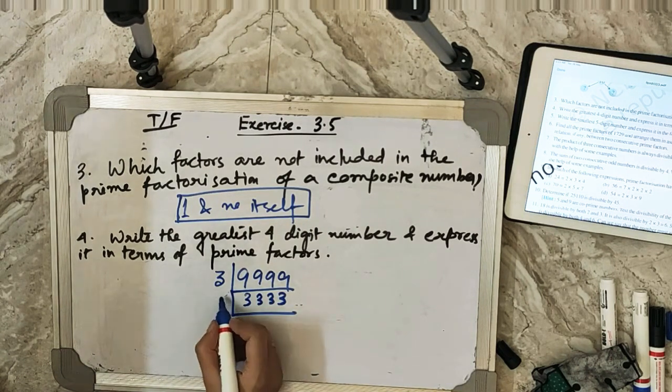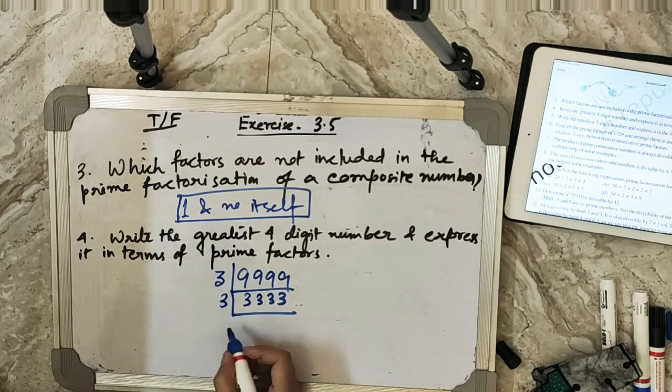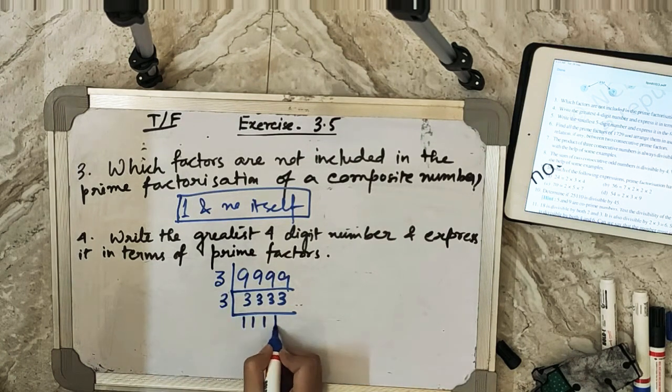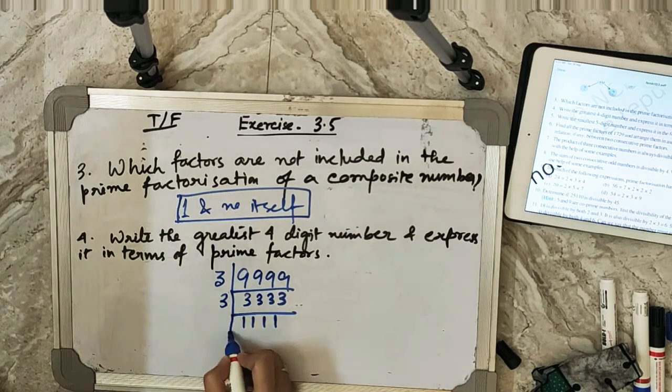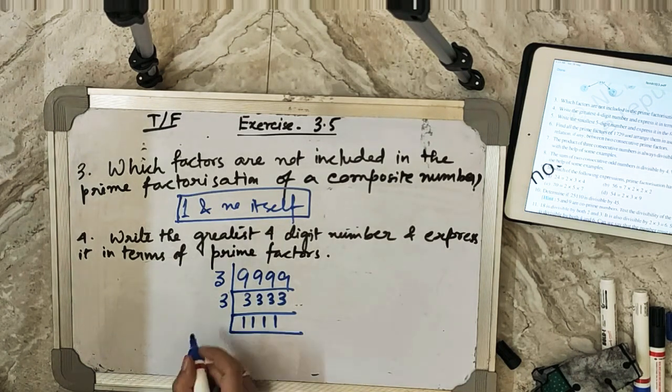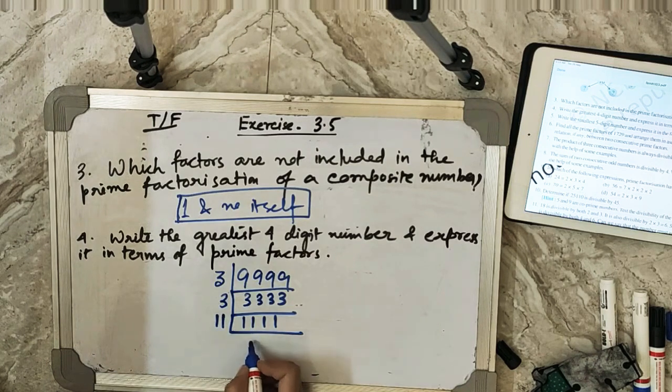3333. Then again it will be divided by 3. Then it will come 1111. Then it will be divided by 11. Then it will come 101. Okay, this is a prime number. Now it cannot be divisible by anything.